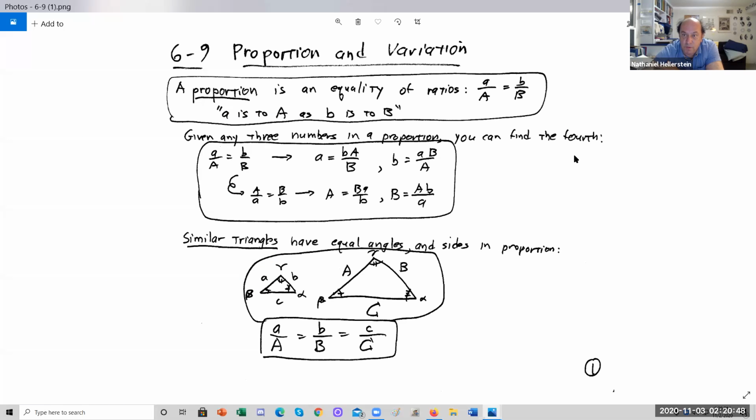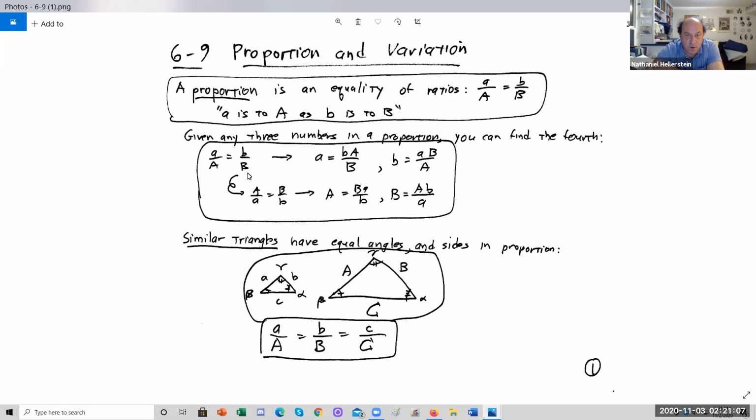A proportion is a very specific kind of rational equation. It's an equality of ratios: little a over big A equals little b over big B. This equation is called a proportion. Little a is to big A as little b is to big B. So let's say these are in proportion to each other.